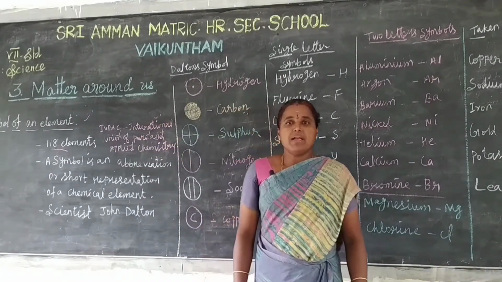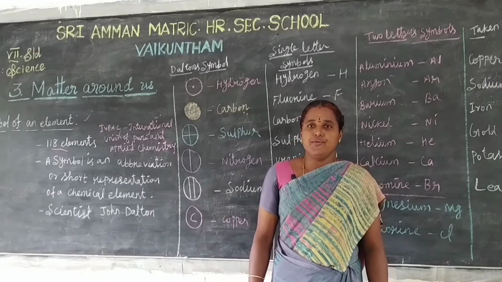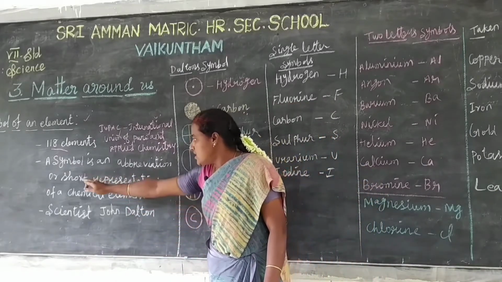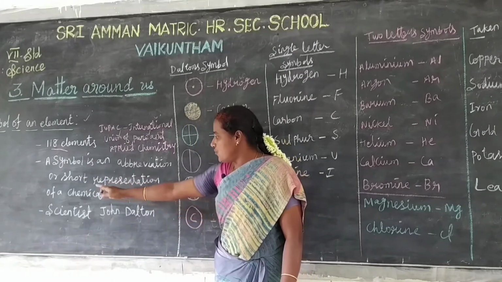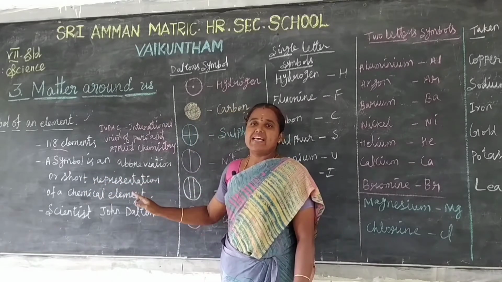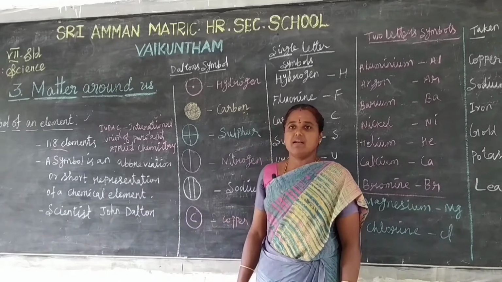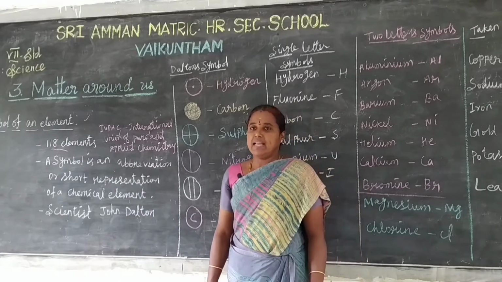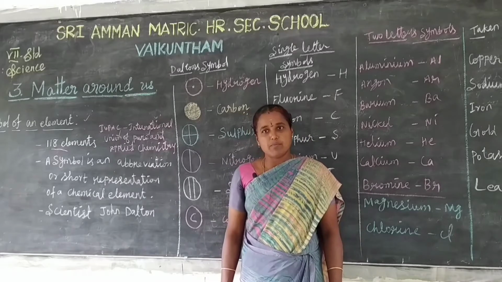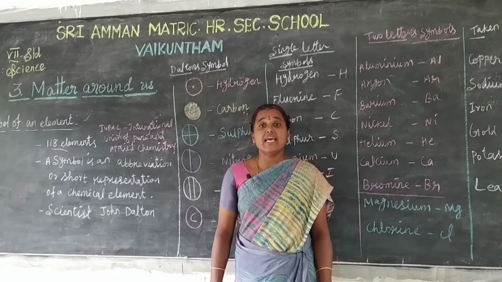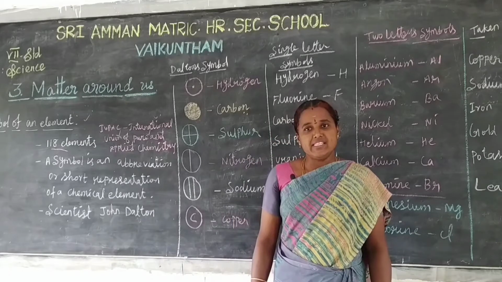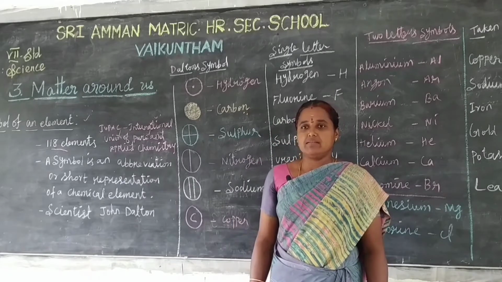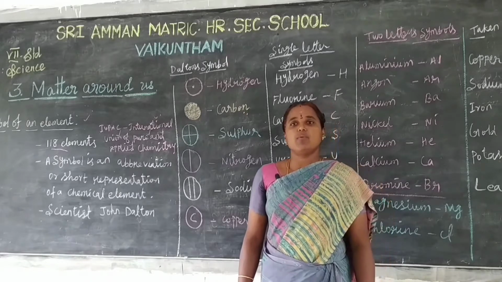What is meant by the symbol of an element? A symbol is an abbreviation or short representation of a chemical element. There is a unique symbol for each element. It represents one atom of the element.